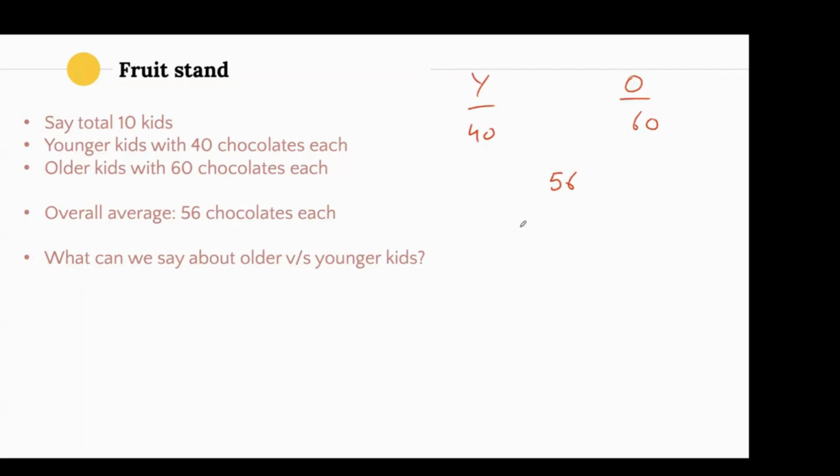What can we say now about the number of young kids and the number of old kids? There are more older kids than there are younger kids. So this number will be more than this other number. Now, let's again think in terms of excess and deficit. Each older kid has 4 extra. Each younger kid has 16 shortage.